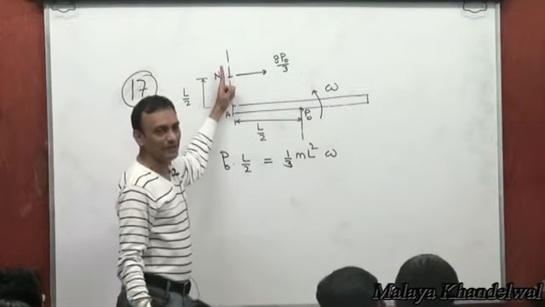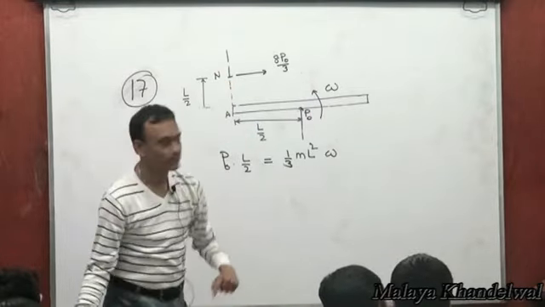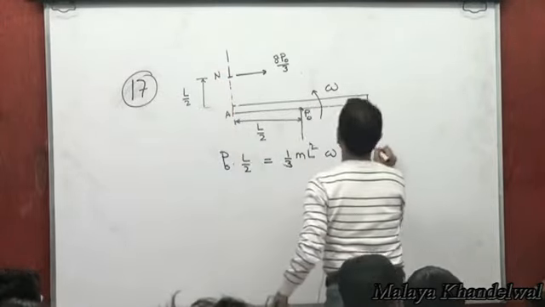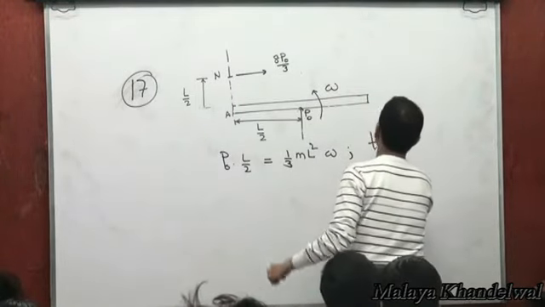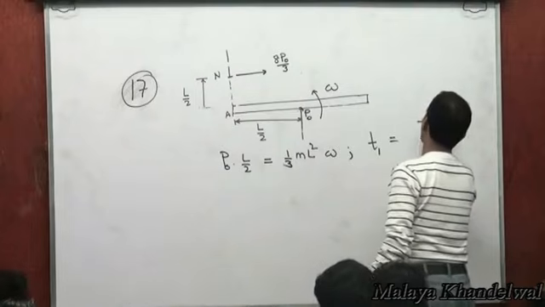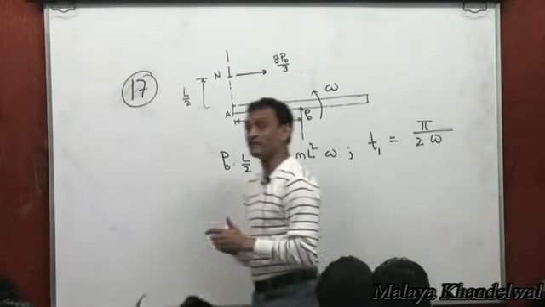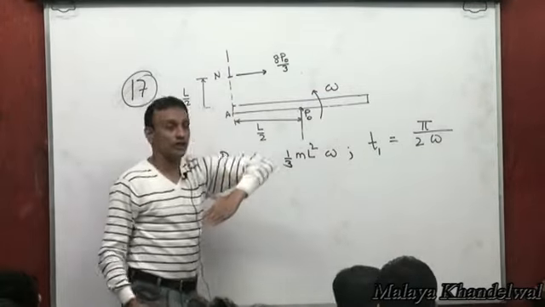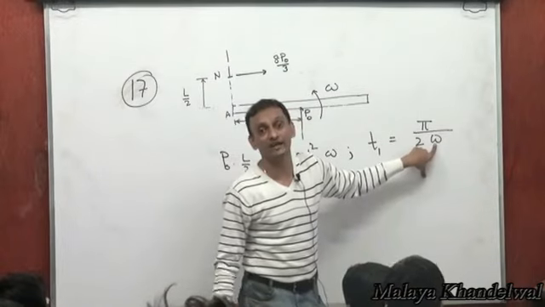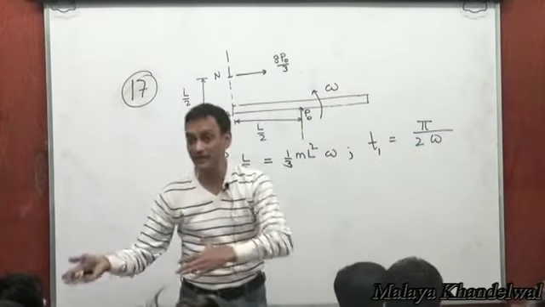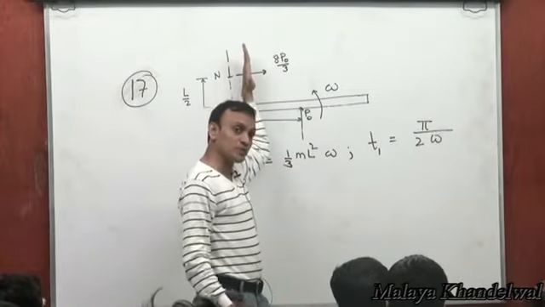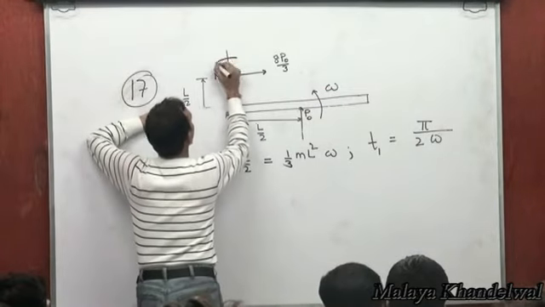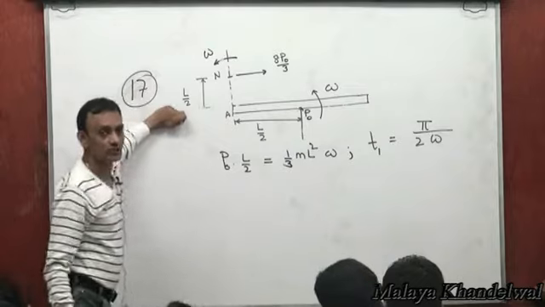So until the time it reaches N, this omega maintains constancy. So this rotates with a constant angular speed omega. So the time it takes to go to N is t1, which is the angular displacement pi by 2 divided by the rate at which it takes place, which is omega, right? From this position to this position, the angular displacement is pi by 2 and it takes place at the rate omega radians per second. So this is the time it takes to go from this position to this position. Fair now? So it arrives at N with an angular speed omega like this, right?